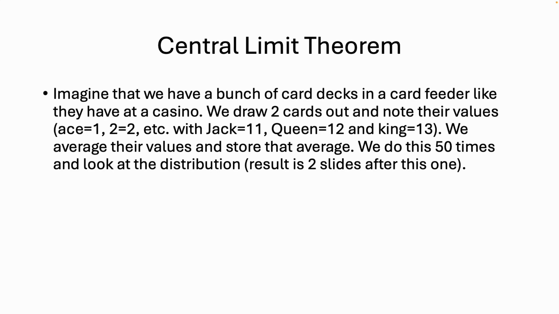So imagine that we have a bunch of card decks in a card feeder, like they have at a casino, where they have like 7 decks in this one card feeder. We draw 2 cards out and note their values: ace, 1, 2, etc. So an ace is 1, and jacks, queens, and kings are 11, 12, and 13. We average their values, and then we store that average. We do this 50 times and look at the distribution, and the results are 2 slides from this one.